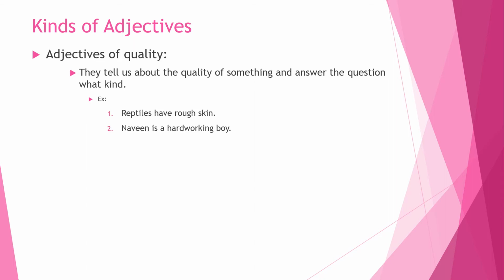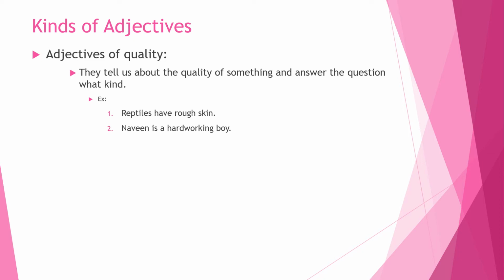Reptiles have rough skin. In this example, what kind of skin do the reptiles have? Rough skin. So, the adjective rough is answering what kind. So, it is called the adjective of quality. In the next example, Naveen is a hard-working boy.